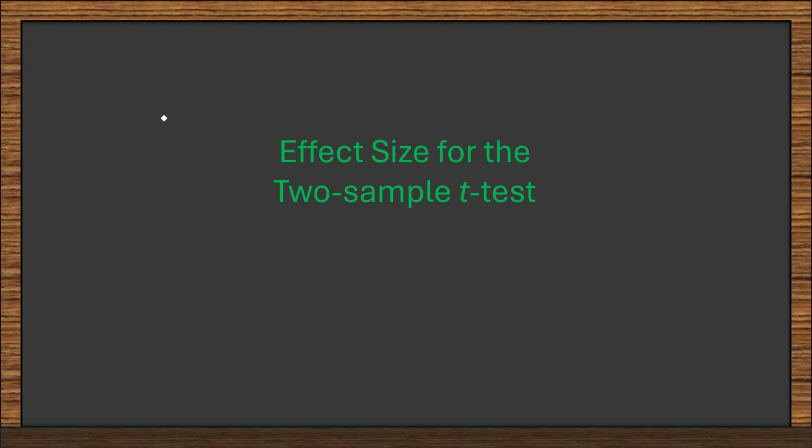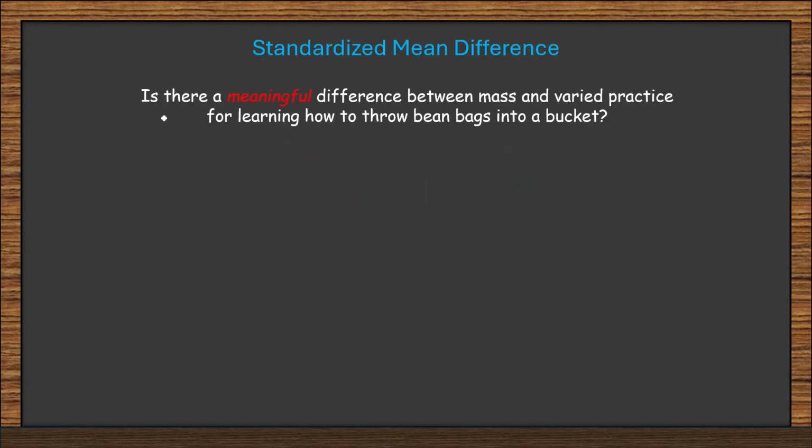Hi everyone, in this video I will show you how we'll compute and interpret an effect size under the two-sample t-test. Now the research question I've posed in previous videos is there a difference between mass and varied practice? But that's not actually the question we're after. The more interesting question is there a meaningful difference between mass and varied practice for learning how to throw beanbags into a bucket? We don't want to just know is one better than the other. We want to know if the difference is large enough to be meaningful.